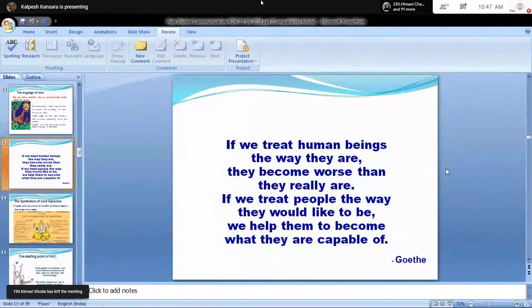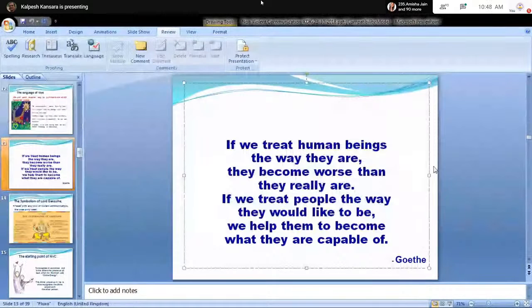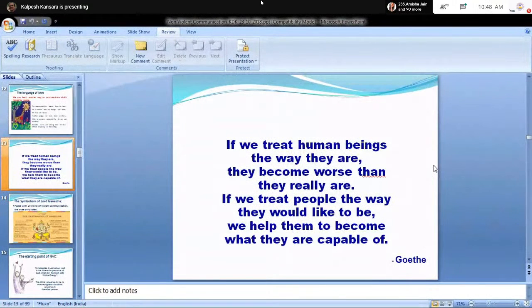if we treat human beings the way they are, they become worse than they really are. If we treat people the way they would like to be, we help them to become what they are capable of. So always thinking little or less about others does not help. Think always better for others, and that will make them better, in fact.